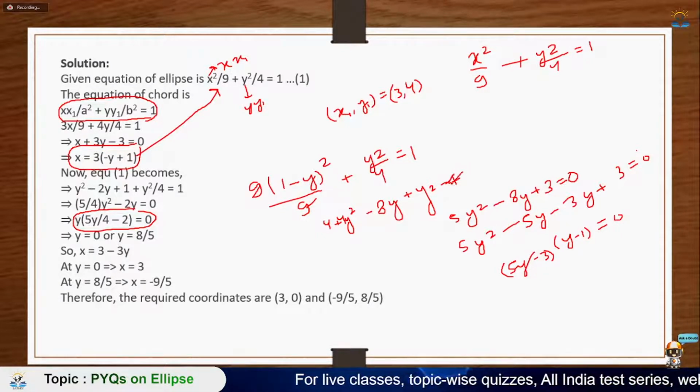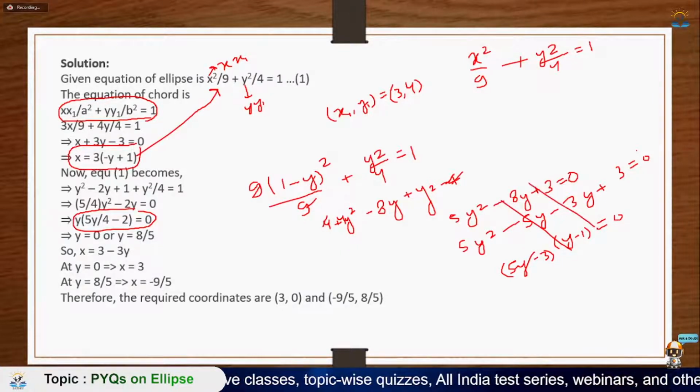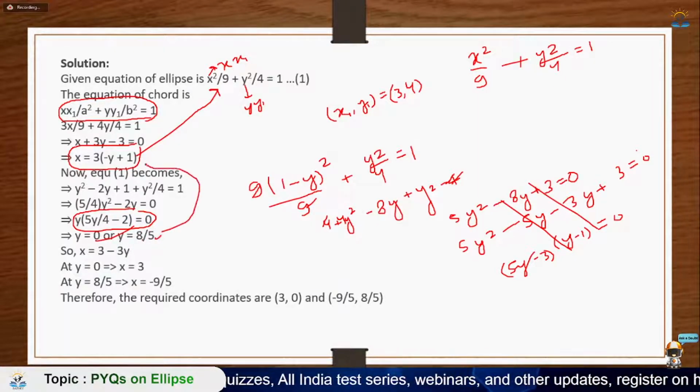So this 4 and 4 will cancel. I forgot this 4. So that's why this thing was wrong. So you will get these two values for y, either equal to 0 or 8 by 5. And from this value of y, you can calculate the value of x by putting it in this equation. You will get the value of x. So for two values of y, you will get two values of x.